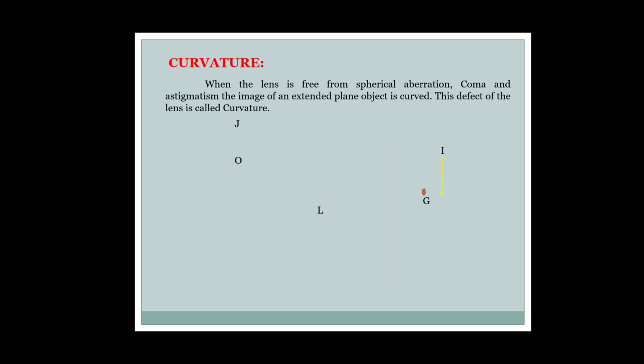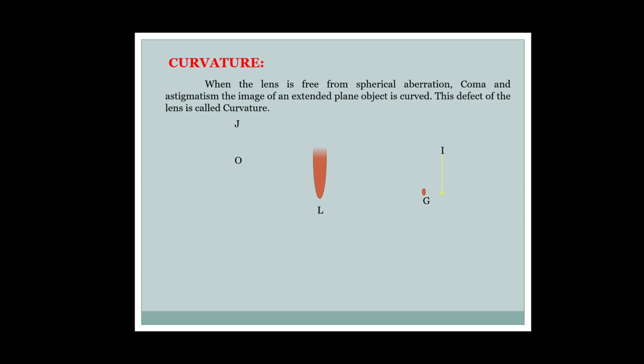So if the object is not a perfect point object, maybe it is an extended object, maybe a straight line object, the image is not a straight line or extended object. The image is curved. This defect is called curvature.